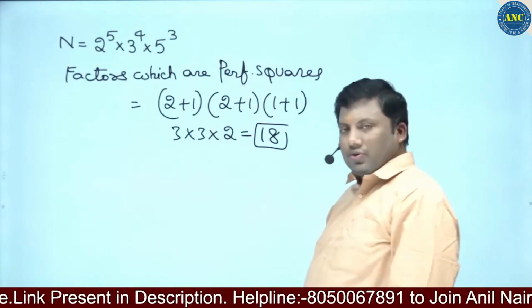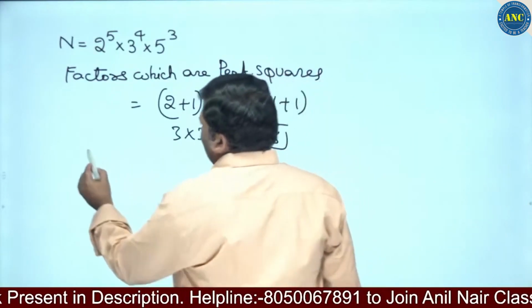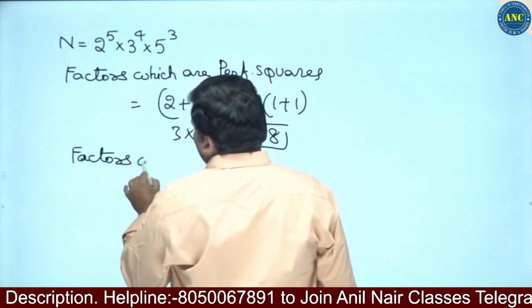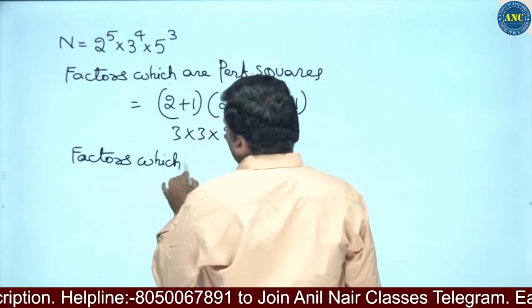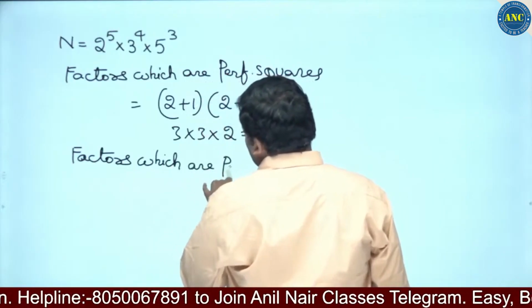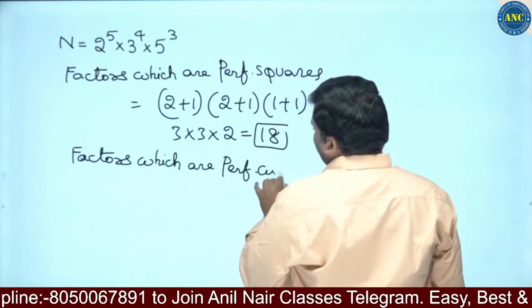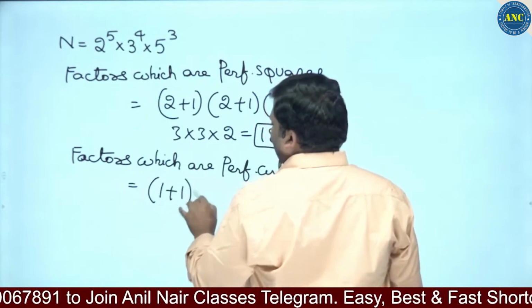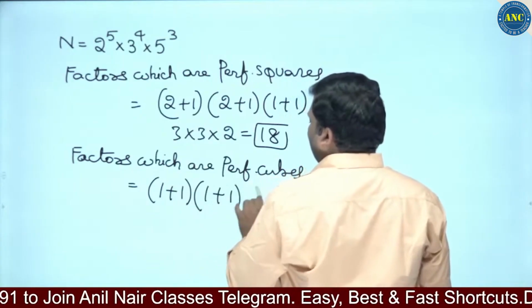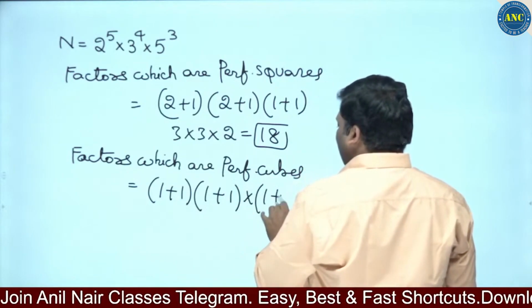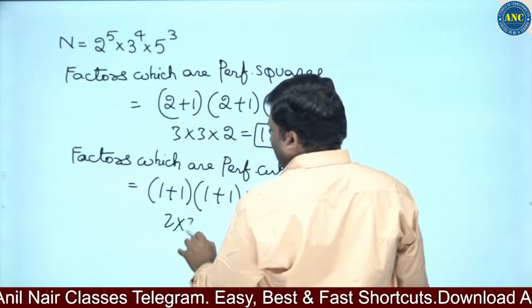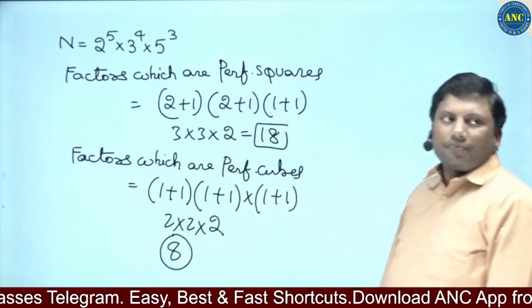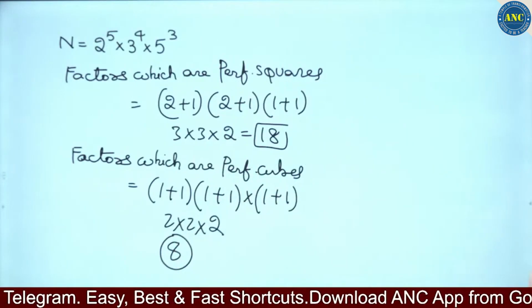Divide the power by 2 and add 1. Factors which are perfect squares. Similarly, factors which are perfect cubes: divide the power by 3 and add 1. 5 by 3, 1 plus 1. 4 by 3, 1 plus 1. Ignore decimal. 3 by 3, 1 plus 1. 2 into 2 into 2, 2 2s are 4, 4 2s are 8.